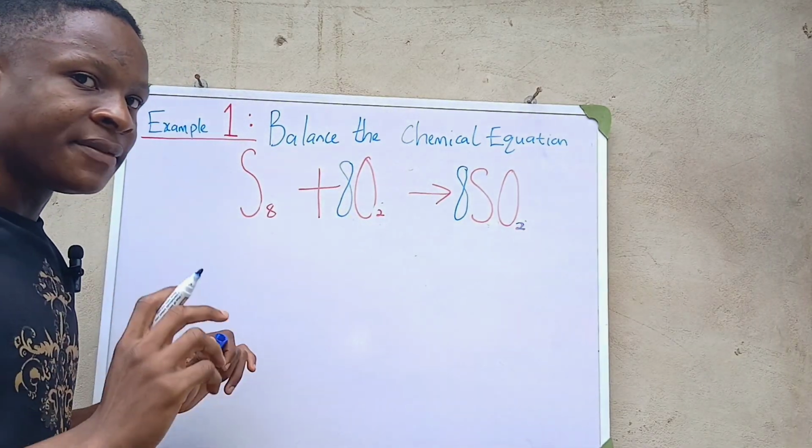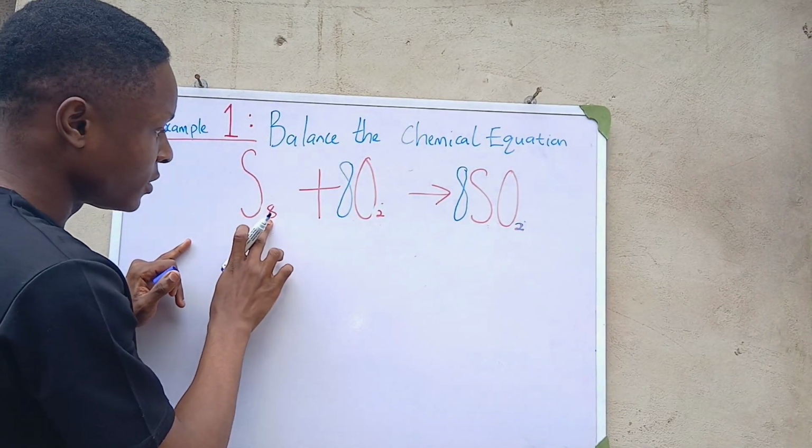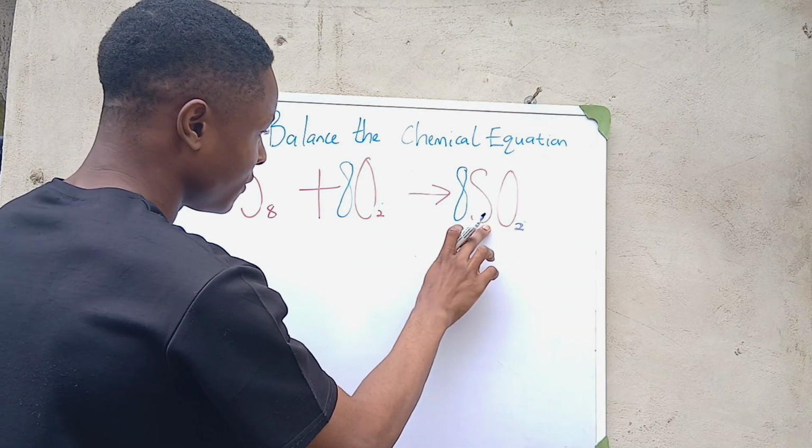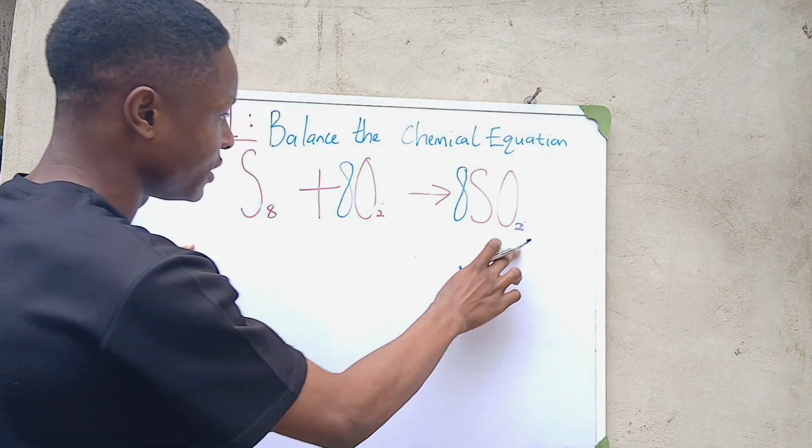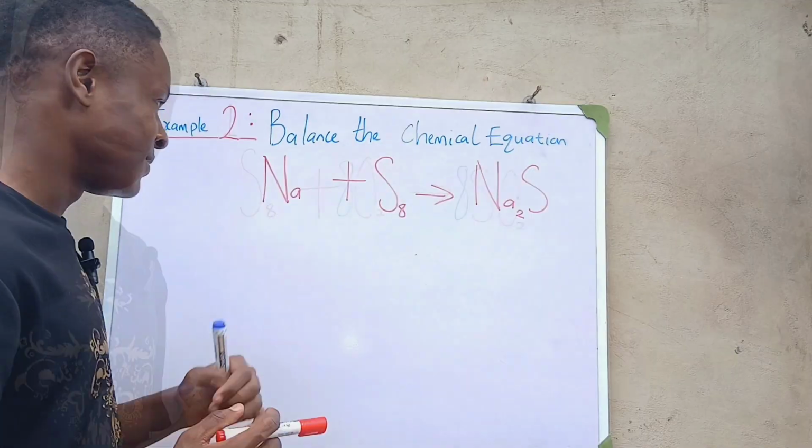So now we check if it's balanced. We have 8 atoms of sulfur here, we have 8 atoms of sulfur here. We have 16 atoms of oxygen here, we have 16 atoms of oxygen here. So this equation is balanced.